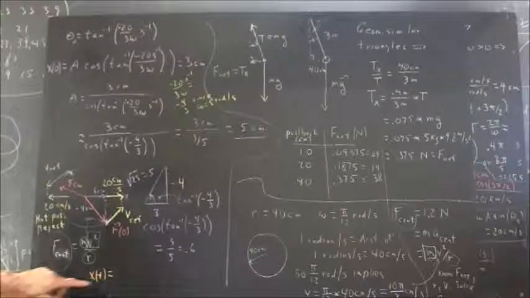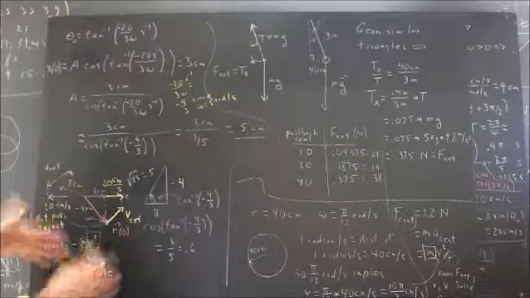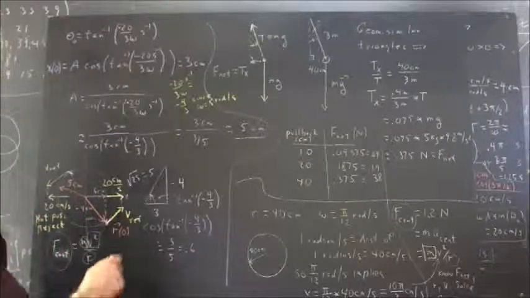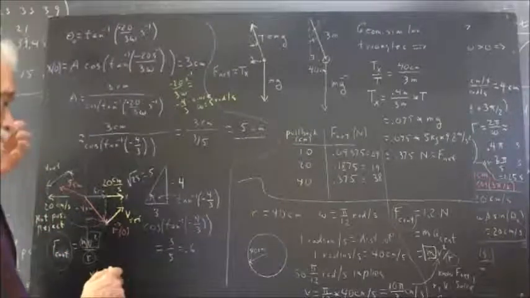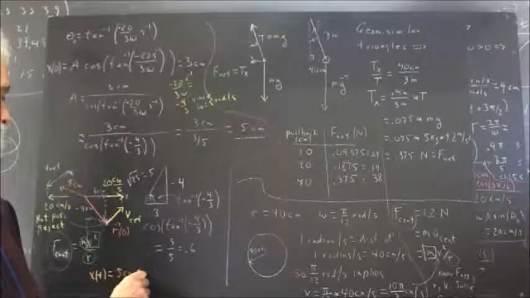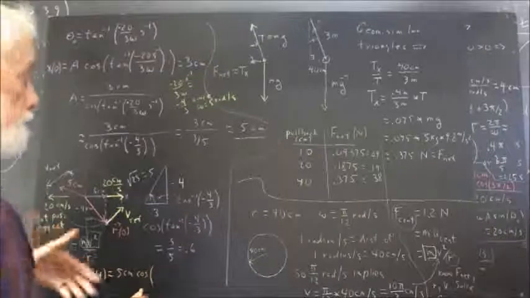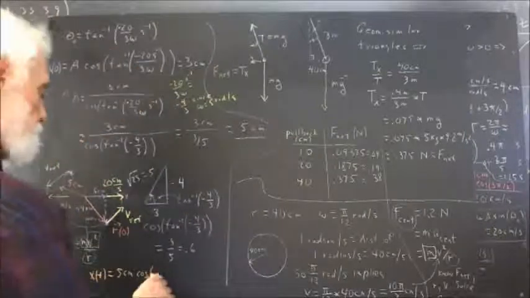So what's our x of t function? Our amplitude is 5 centimeters. It's A times the cosine of omega t plus theta naught. It's 5 centimeters times the cosine of omega t. Omega is 5 radians per second.